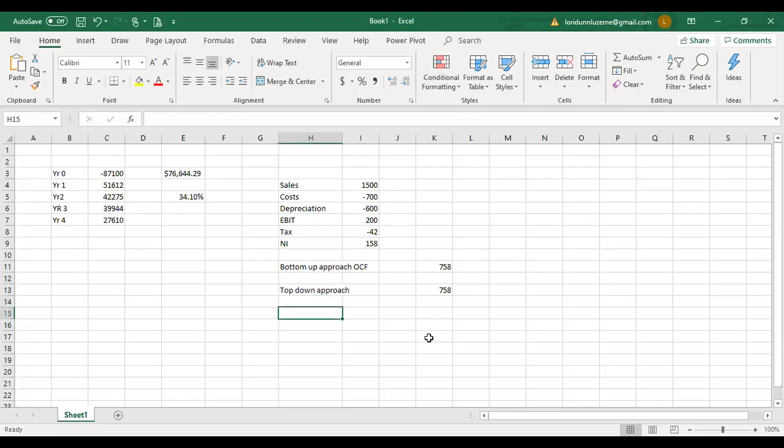Then there's the last approach. It's called the tax shield approach. And it says, okay, first of all, I'm going to write it out here. Take your sales minus your costs. Multiply that by 1 minus the tax rate, which is 0.21.